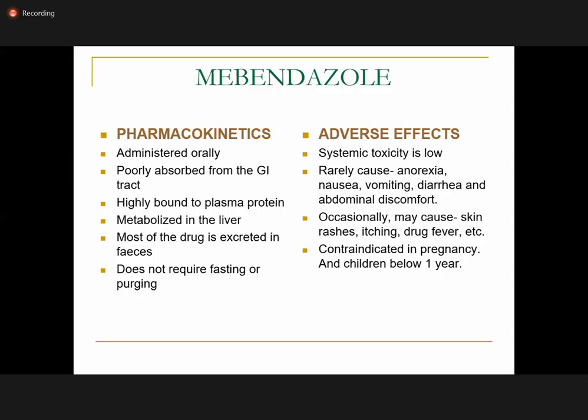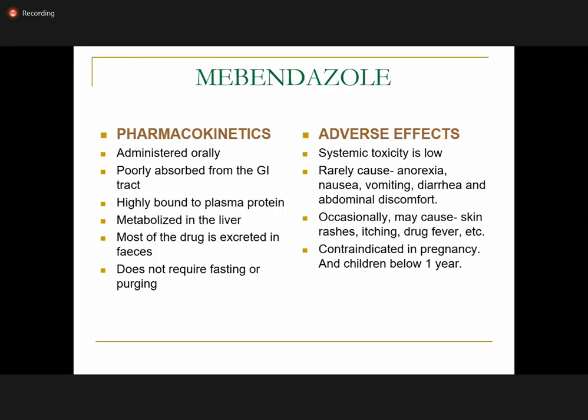Metabolized in the liver, most of the drug is excreted in feces and does not require fasting or purging. Purging means that sometimes after starting the anthelmintic drugs, the worms are immobilized or die, but they remain in the lumen. And with the normal peristaltic activity, bowel evacuating activity, they will be evacuated slowly. So if we want to clear the lumen of immobilized or dying worms, we can use purgatives or laxatives that enhance the peristaltic activity, so we can quickly clear the immobilized or dying worms from the intestine.